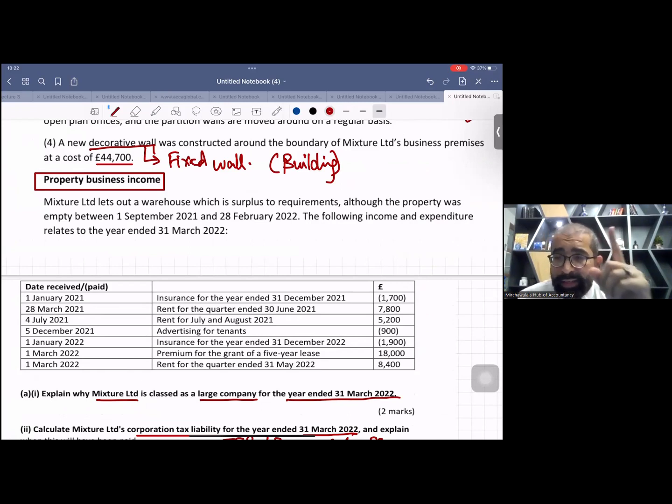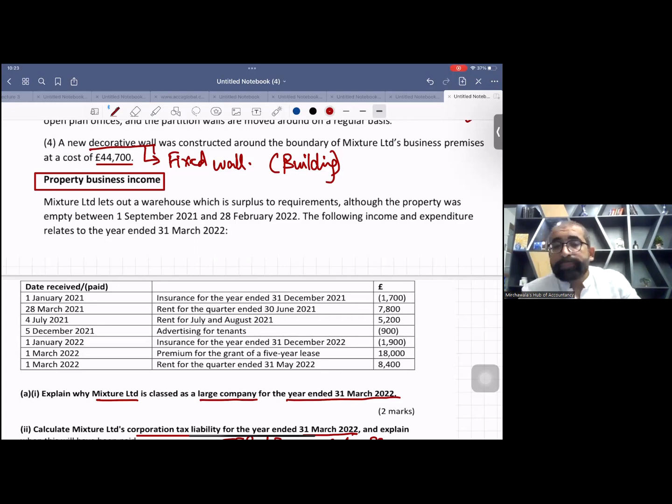Listen, for individuals, property income is taxed on a receipt basis, cash basis. But for companies, it's accrual basis. Remember, right now we are doing companies, not individuals, so it's accrual basis, okay?